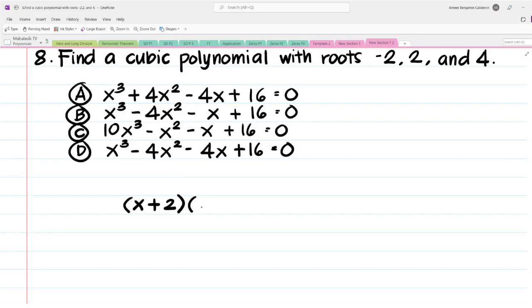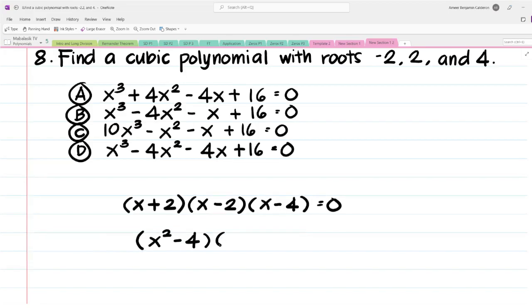So ni-reverse natin yung transpose na last step. And then we have here x minus 2. Galing naman to dun sa pangalawa. And then the third one is x minus 4 equals 0. And then we multiply everything. X plus 2, x minus 2, this is a special product. This is x squared minus 4. And then we multiply it by x minus 4.